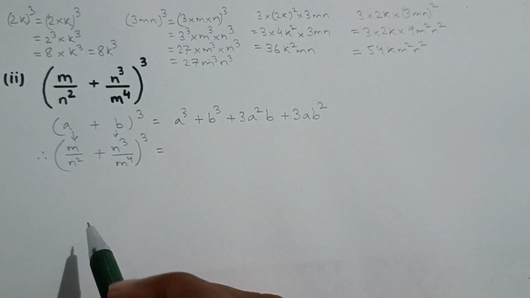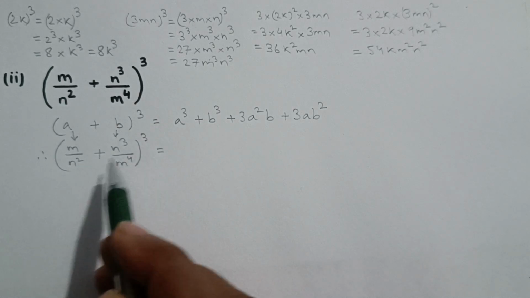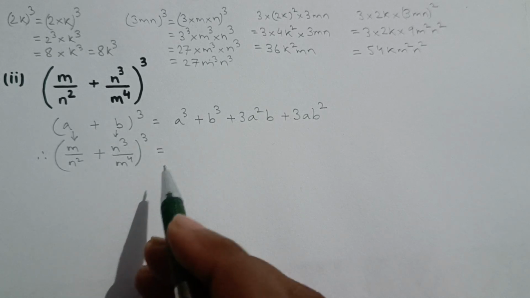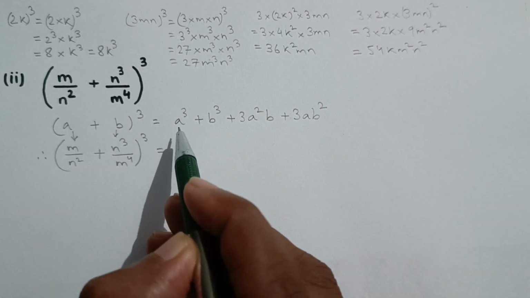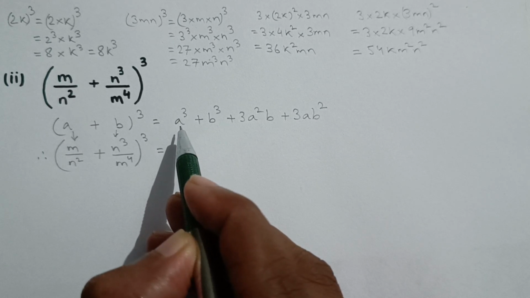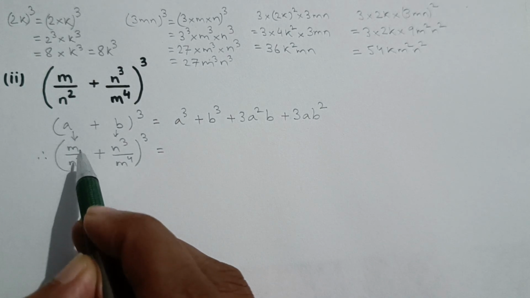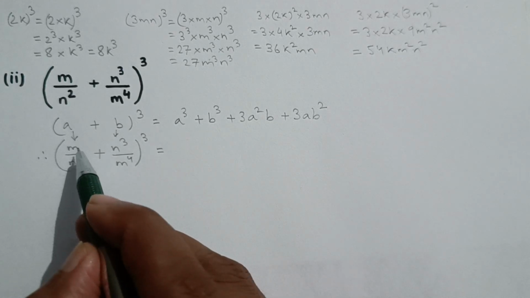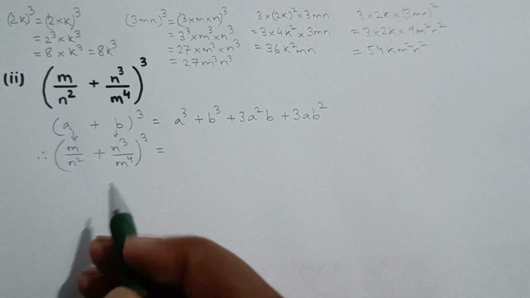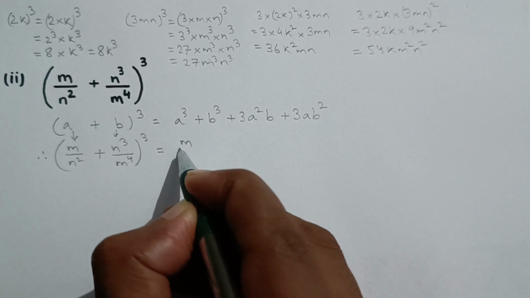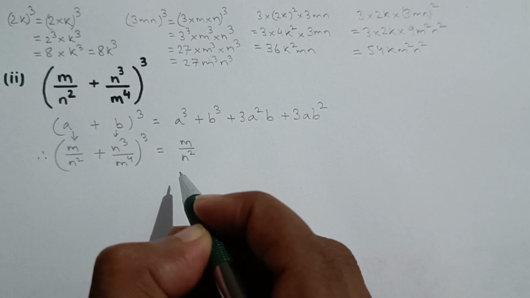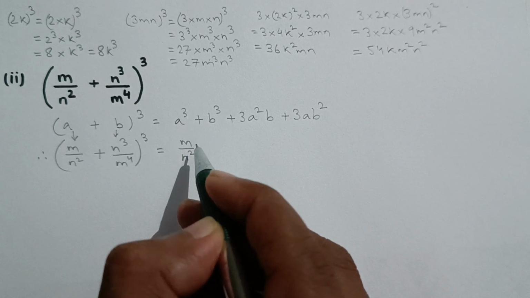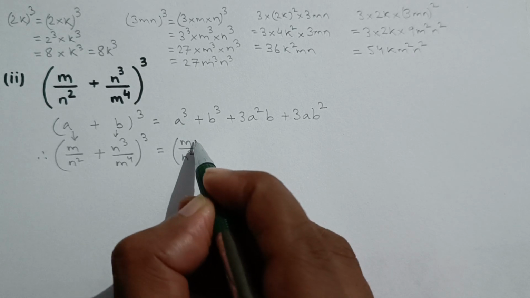So therefore, on expanding this expression, we will get now a cube. I know that a corresponds to m upon n square. So instead of a, I will write m upon n square. Now a is getting cubed, so this expression will also get cubed.